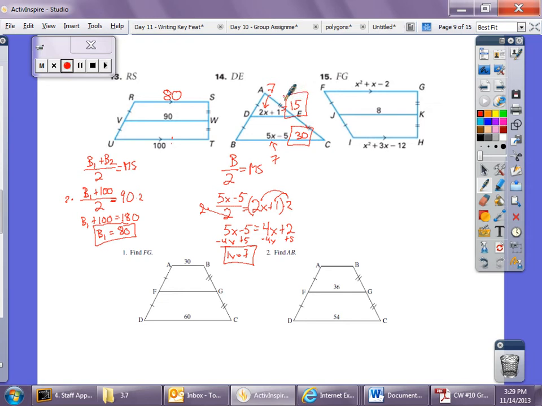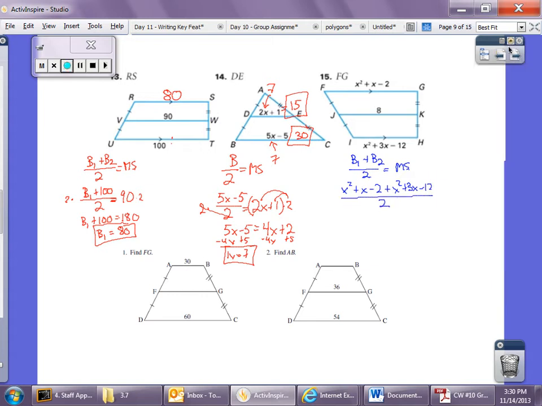And now we have a trapezoid. So to figure out the trapezoid, we have base 1. I'm going to do this in actually a different color. I'll do this in blue. So I have base 1 plus base 2 divided by 2 equals our mid segment. Now I'm going to plug everything in. So I have x squared plus x minus 2 plus x squared plus 3x minus 12 divided by 2 equals our mid segment, which is 8.